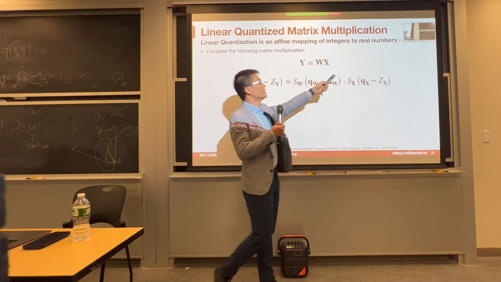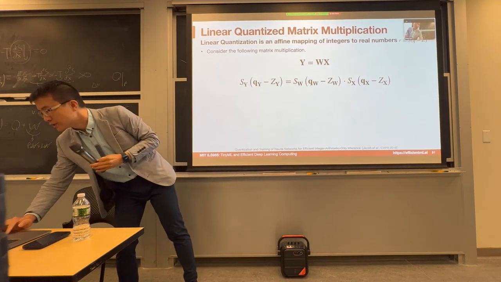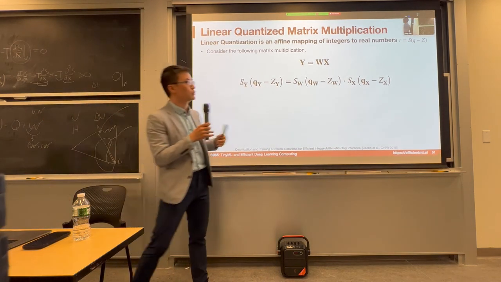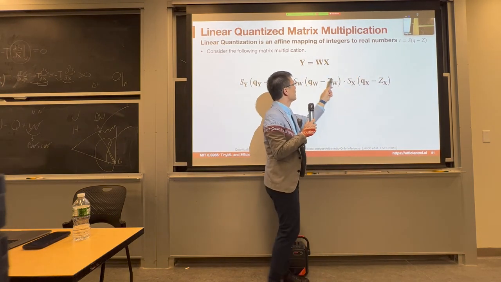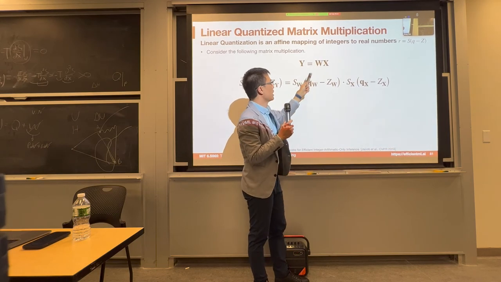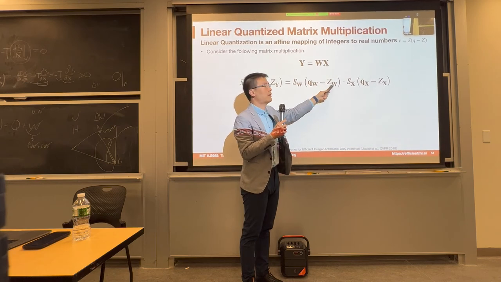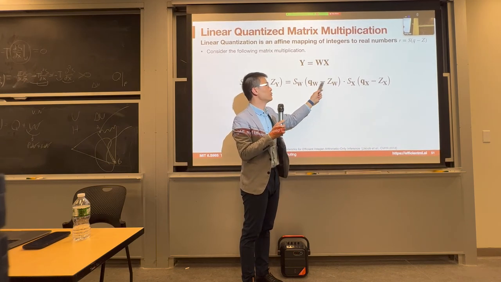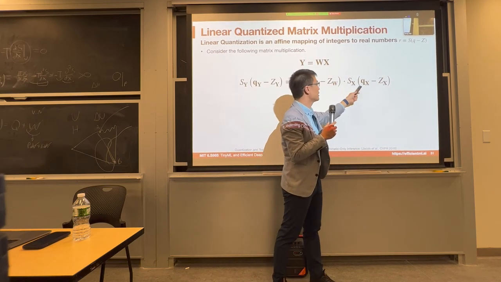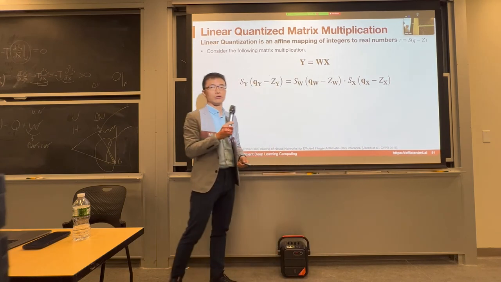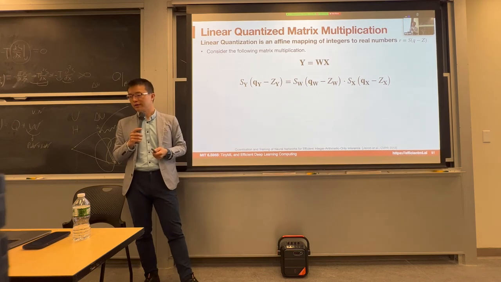So we plug in this affine transformation. Let me move the screen a little bit so it's not shadowed. We are going to have this equation throughout this section. Okay? So we plug in the W representation, which is a scaling factor SW times the quantized version QW minus the zero point, where ZW will be back to 0, and times the scaling factor of the input, SX times QX minus the zero point of X. Similarly for Y, we also plug in the quantized value.